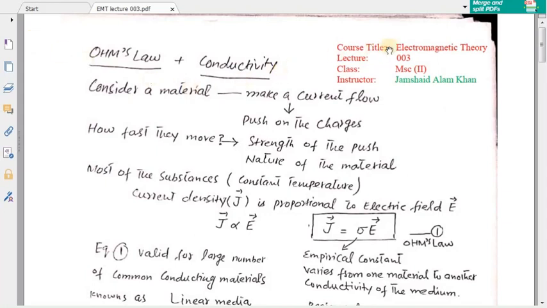We are studying the course electromagnetic theory. This is lecture number 3 for class MSc2. I am your instructor Dr. Alam Khan. Today the topic is Ohm's law and conductivity.